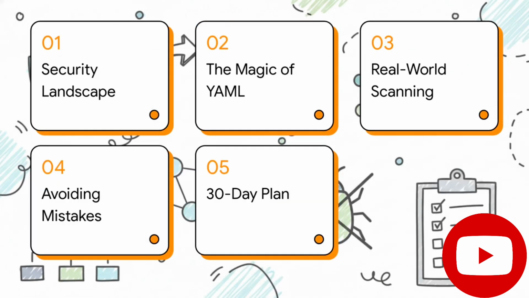To get you fully up to speed, we're going to follow this roadmap. 1. The modern security landscape. 2. Introducing Nuclei. 3. The magic of YAML. 4. Real-world scanning. 5. Avoiding mistakes. And 6. The 30-day plan.